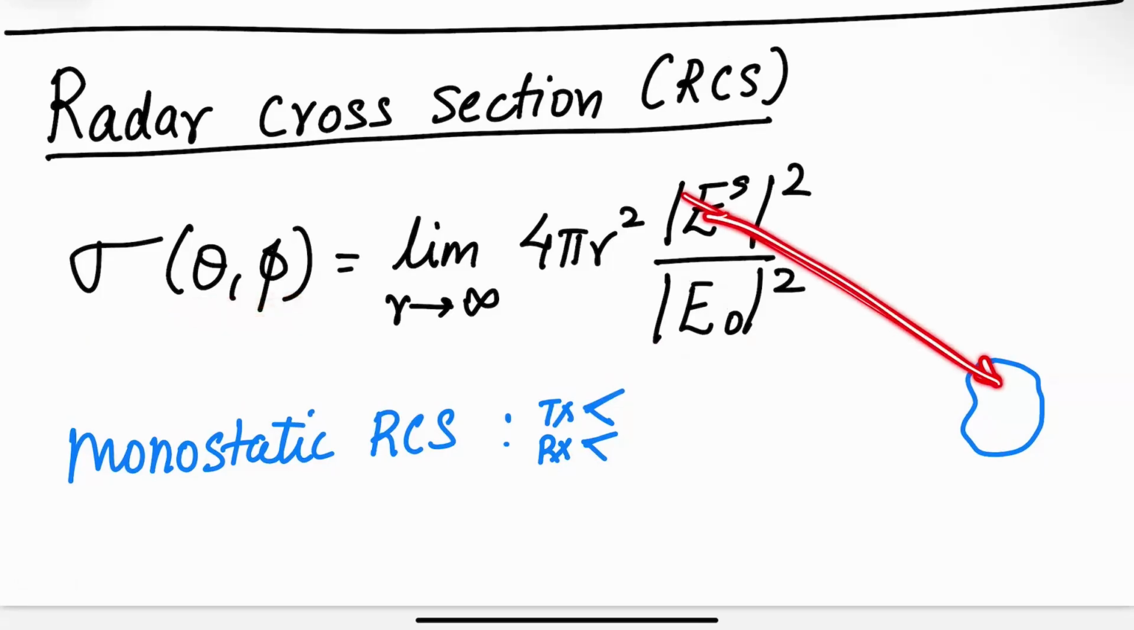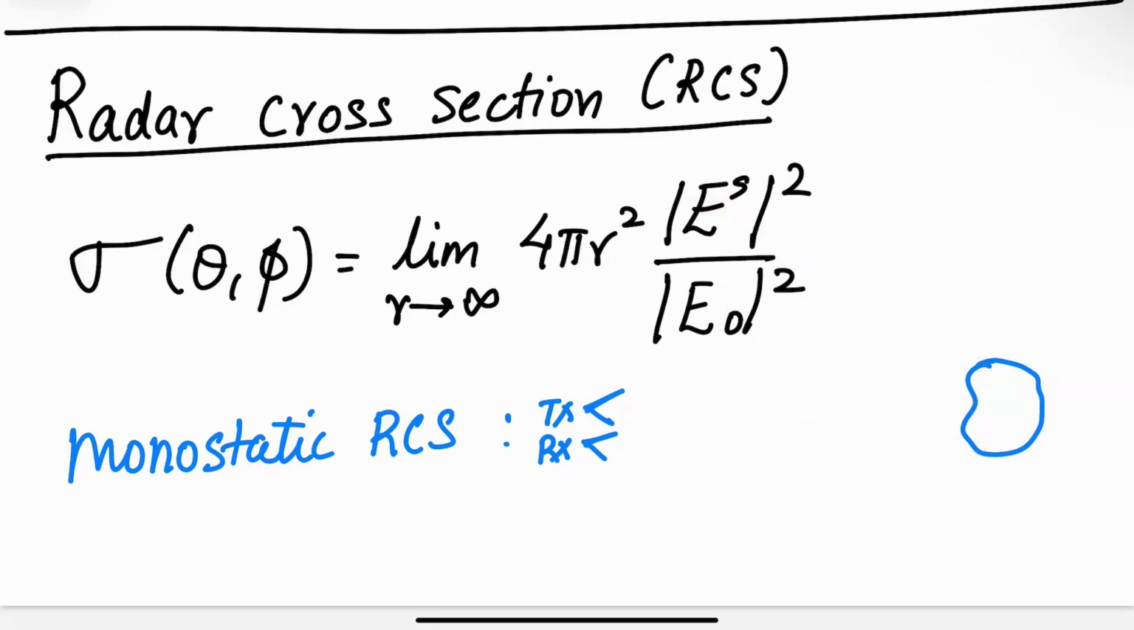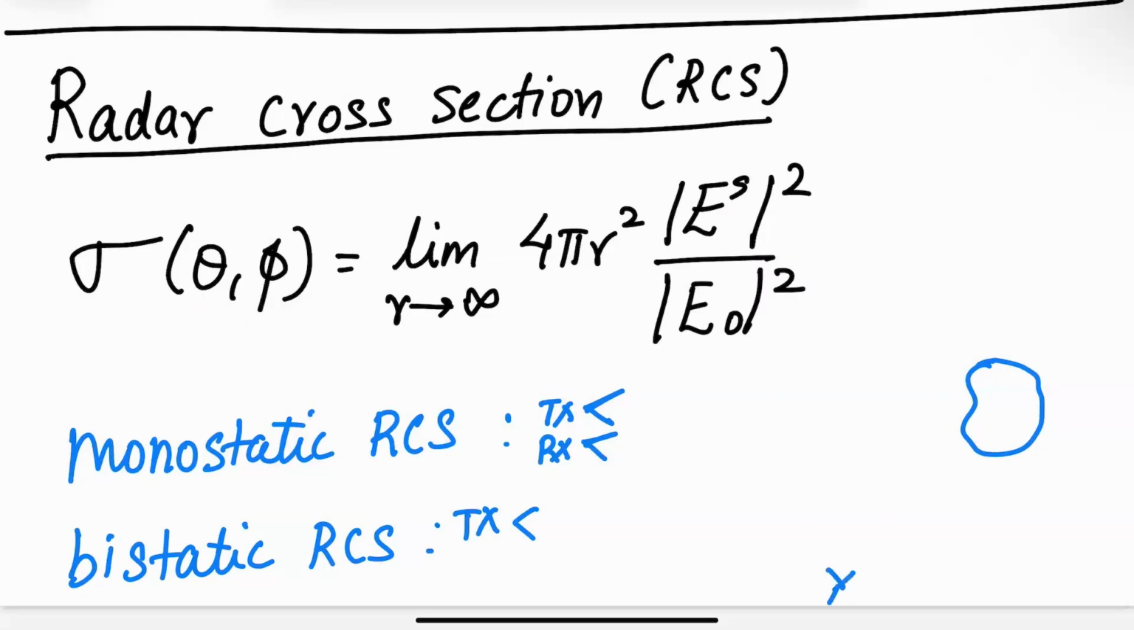If I'm looking from here, it's different. If I'm looking from here, it's different. If I'm looking from here, it's different. Okay, there's another quantity called bistatic RCS. This is when the transmitter and receiver are in different locations. So the transmitter is there, maybe the receiver is out here.